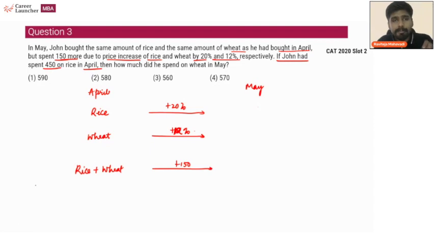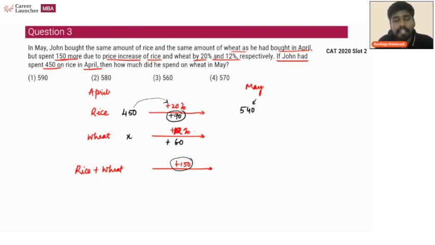So how much did he spend on rice in April? He spent 450. Now this 450 has to increase by 20%, because 20% is the price surge. If this increases by 20%, 1/5, the increase in the price of rice is 90 rupees. That means he must have spent 540 rupees on rice in May. The total increase in rice and wheat taken together should be 150, out of which 90 corresponds to rice. That means wheat must have increased by 60.